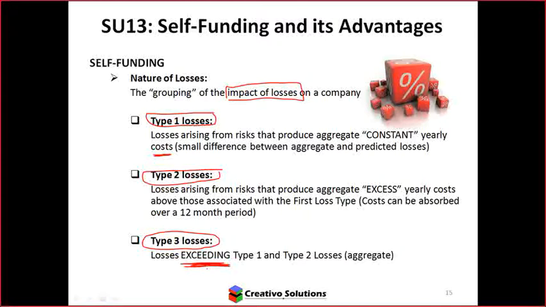A fire would be type 2 because it's excess yearly costs that you would recover from maybe in 12 months. Well, maybe I should say this. How big is the fire, Melanie? Because the fire could be massive and that will be type 3. If the fire just destroys one room in the factory, then that will be type 2. So it does depend on the severity as well, definitely.